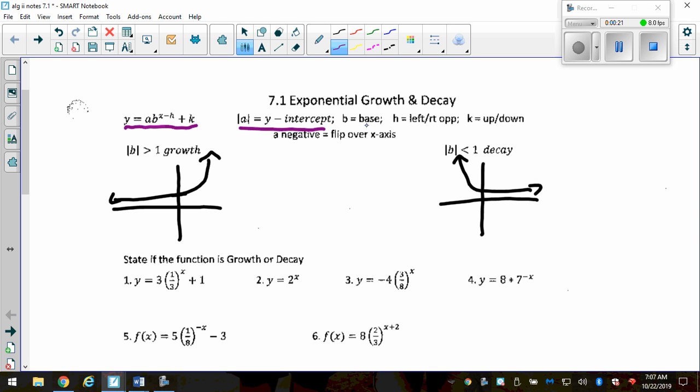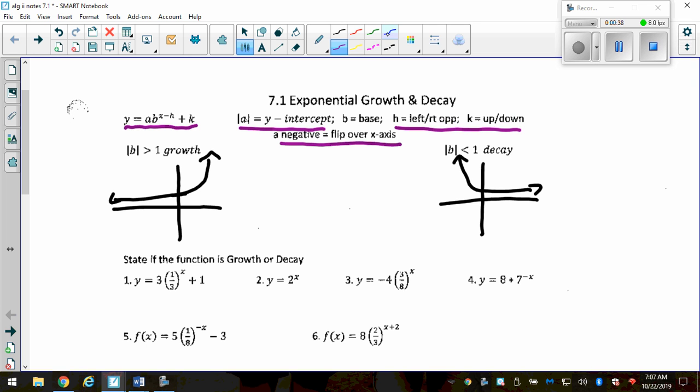B is called the base. That's what tells us if it's a growth or decay. H still moves it left and right, opposite of what you see. And K is still moving your graph up and down. And A, if it's negative, still flips it over the axis. So all of these right here, none of that has changed.